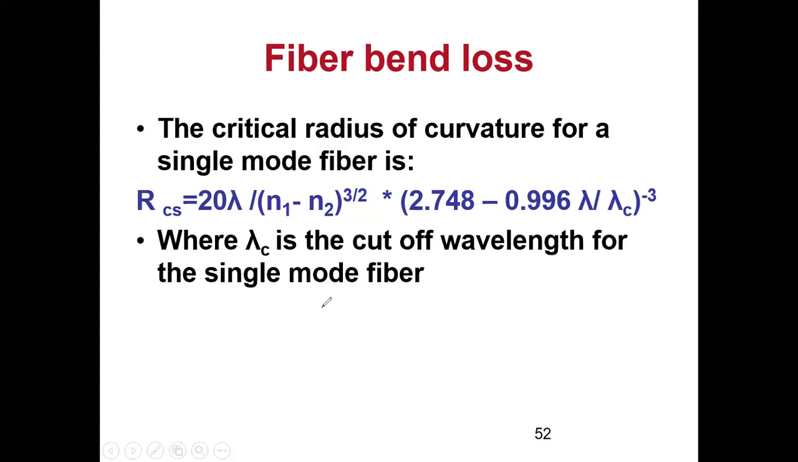Please write if there is still confusion. The numerator has 20 lambda into this term, into the whole term in the bracket, and the denominator has (n1 minus n2) raised to 3/2. It is not n1 square minus n2 square raised to 3/2. It is n1 minus n2.